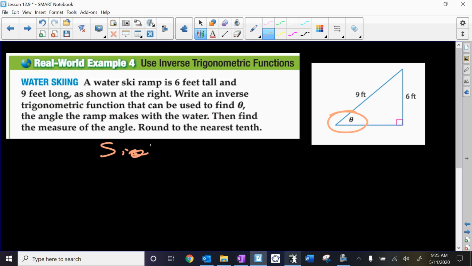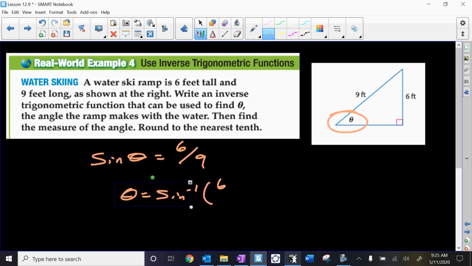So sine of theta is equal to opposite over hypotenuse, 6 over 9. We just learned to get theta by itself, we take the inverse. And when you plug that in to the nearest tenth, gets you approximately 41.8 degrees.